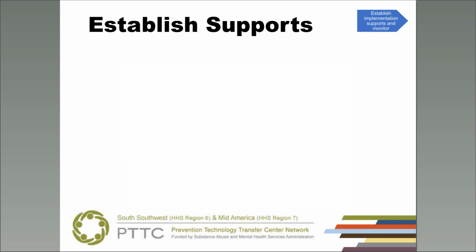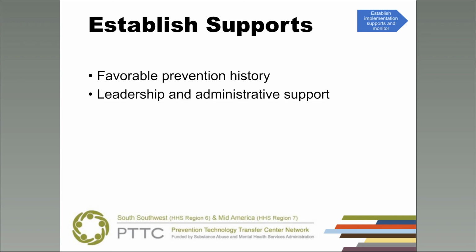And so the last piece is establishing support. And what does that look like? So again, making sure that there's a favorable prevention history: an individual or organization that has positive experiences with implementing prevention programs or practices is more likely to be willing to support them in the future. If that hasn't been the case, then you want to build capacity here, making sure that people are favorable to prevention. It's key to have leadership and administrative support. So again, this is all stuff that in the capacity stage you're really looking at.